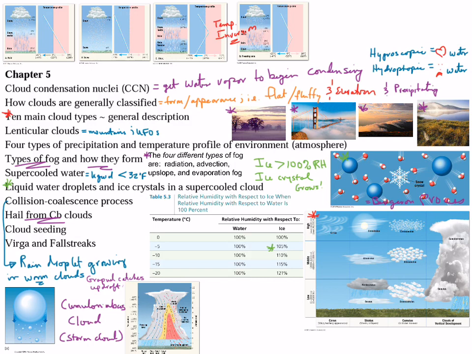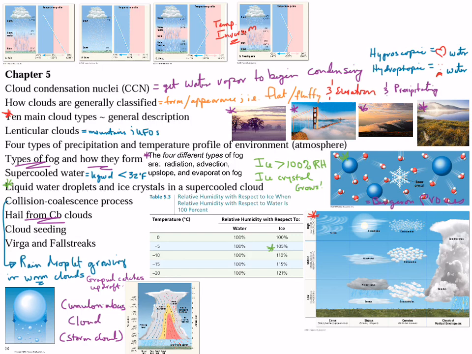Hail from CB. CB is the abbreviation for cumulonimbus cloud. So hail, what I'm hoping you'll know is that hail does not fall from that up there. That up there is basically snow, and then it either stays snow or melts and becomes rain. Hail actually comes from storm clouds, cumulonimbus clouds. We'll be talking more about hail.